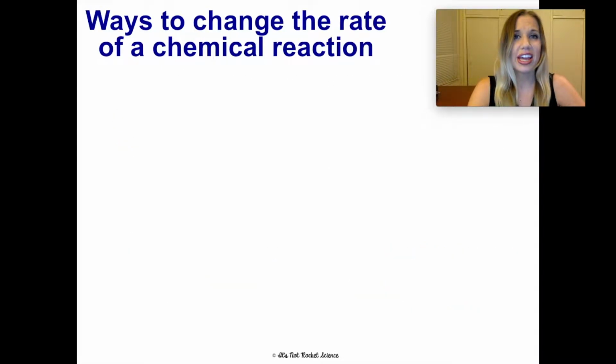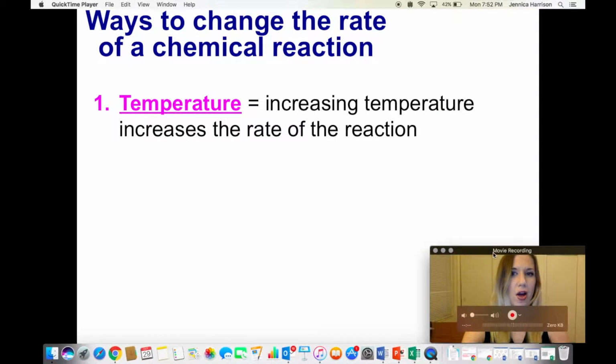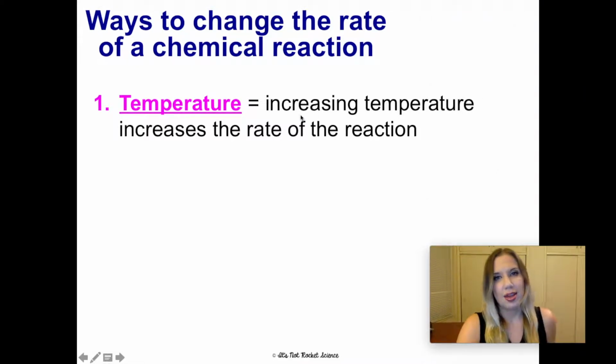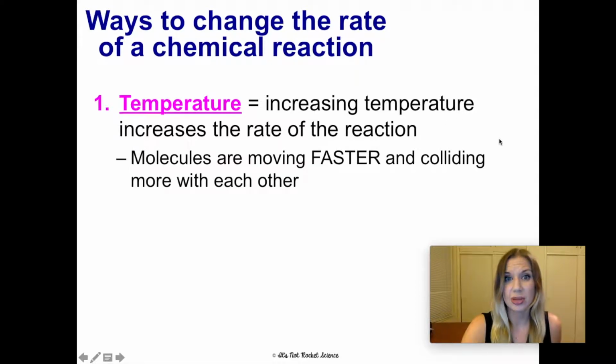Okay, so there are a few ways to change the speed at which a chemical reaction occurs. And the first way is by altering the temperature. So if you increase the temperature or decrease the temperature of the environment that a chemical reaction is occurring in, you can affect that rate. So when you increase the temperature, you increase the rate of the reaction because those molecules are moving faster and are colliding more with each other.